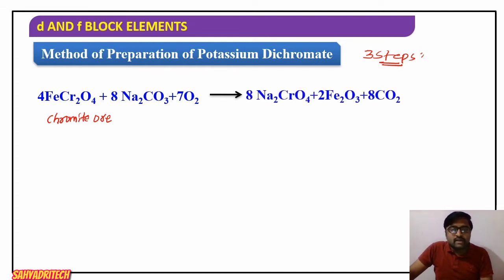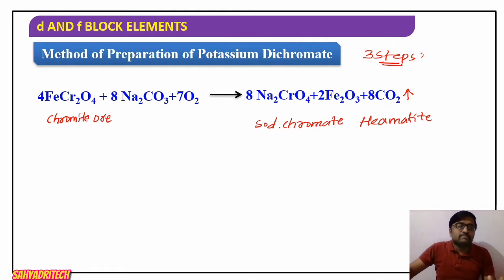Na2CrO4, in short, I will write sodium chromate. Fe2O3, and we know carbon dioxide is a gas, which will be evolved, or I can say will escape from the product mixture. And Fe2O3, what is it? Hematite, right? This is the reaction which takes place in the first step of the preparation.